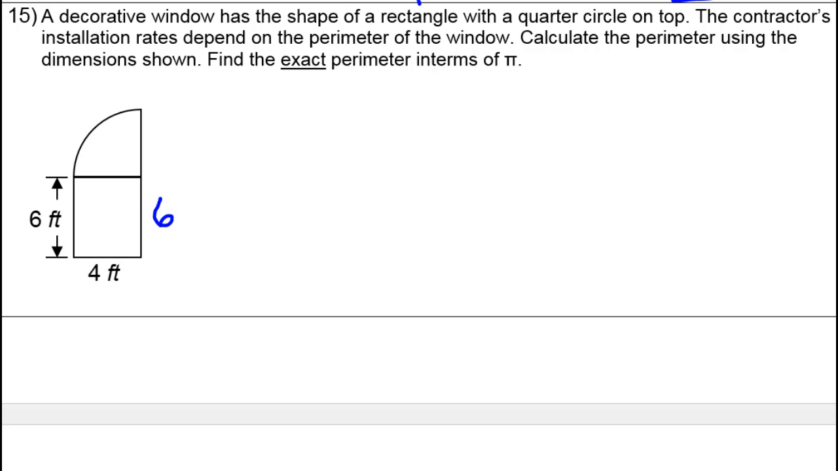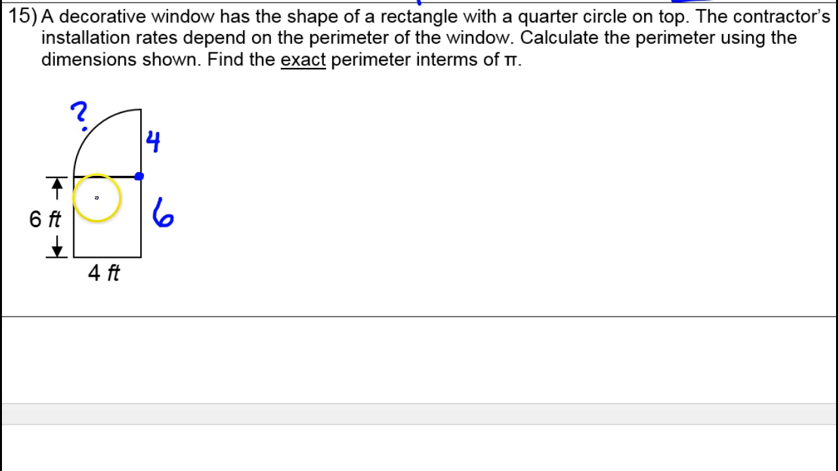Hopefully you can see that this is going to be 4 because this is a quarter circle, so you can imagine this is the center of the circle, and so this is the radius, and it should be the same distance in both directions. So if this is 4, that means this is 4, which means that this is 4. So the piece that we're missing in terms of the perimeter is this piece right here where I just put a question mark.